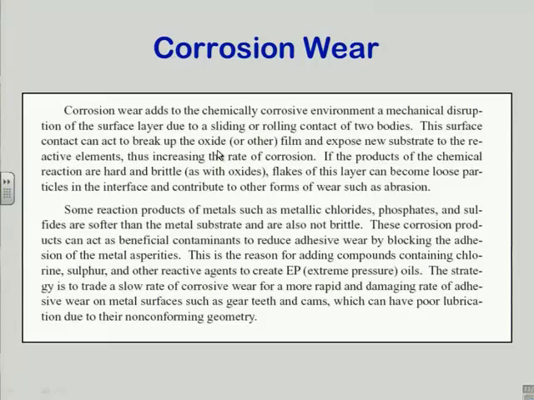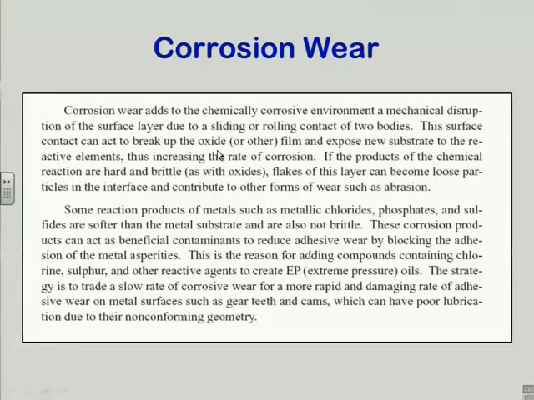Second paragraph talks about some reaction products that come about from having stuck the steel into some horrible chemical or other, such as metallic chlorides, phosphates, and sulfides, which are actually softer than the metal substrate, whereas others are brittle and hard. And those can act as beneficial contaminants to reduce abrasive wear and adhesive wear, particularly adhesive wear, by blocking the adhesion of the metal asperities. So this is acting like another form of oil, if you will. And I'm putting a protective coating because I'm leaving behind these products of corrosion. And they happen to be softer than the steel, so they're not going to do abrasion on it. And they tend to protect it because now the base metal is not as exposed to the nasty environment.